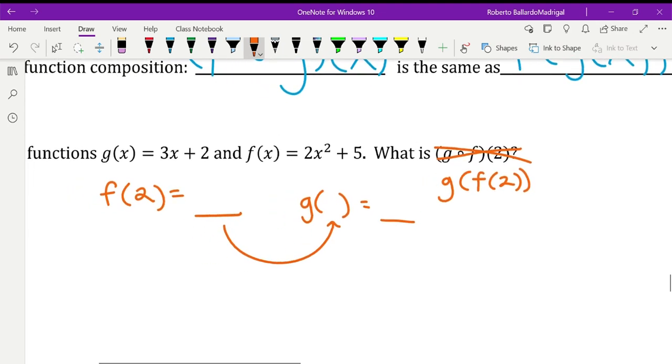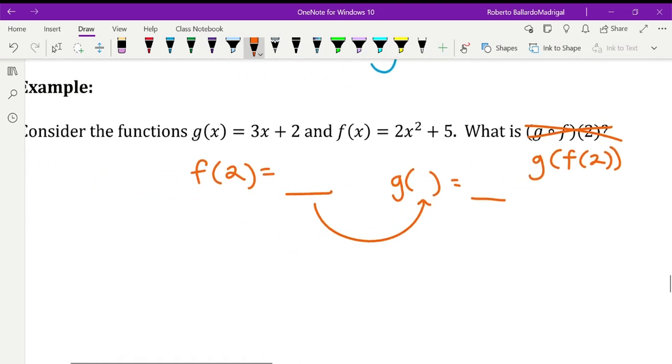So, for your final task today, find f of 2 and then plug that answer into g. You have 6 minutes to do that. Actually, make that 5 minutes. We'll check in in 5 minutes. Go ahead and begin and work with your team.